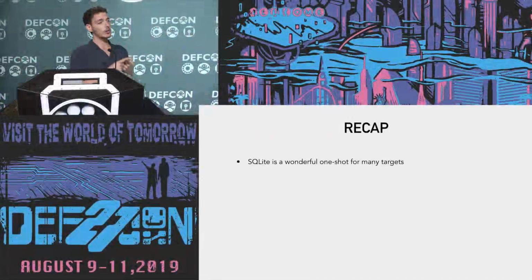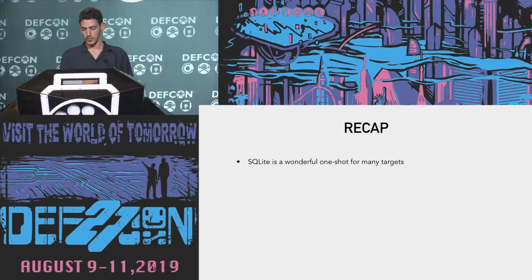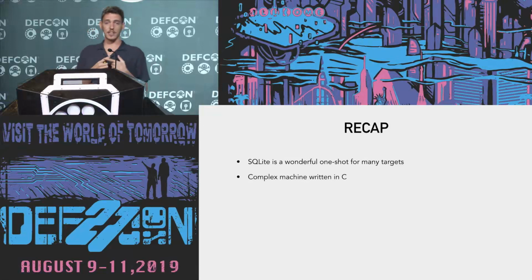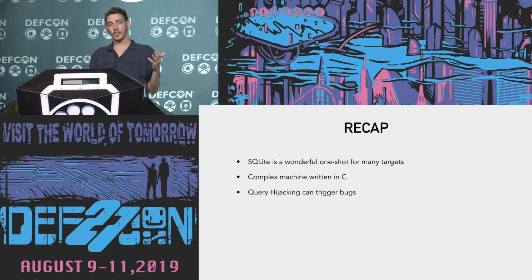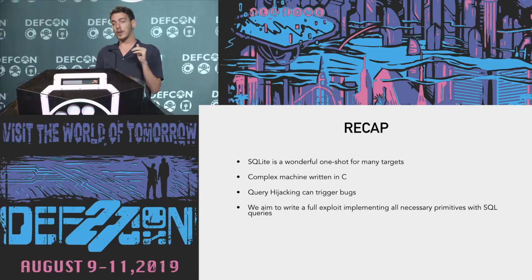So a little recap. We established that SQLite is a wonderful one-shot for many targets. One good bug in SQLite is one good bug in so many platforms. And we realized that it is a complex machine written in C, and using query hijacking, we can now actually start triggering bugs. And we aim to write a full exploit, implementing all necessary exploitation primitives with nothing but SQL queries.